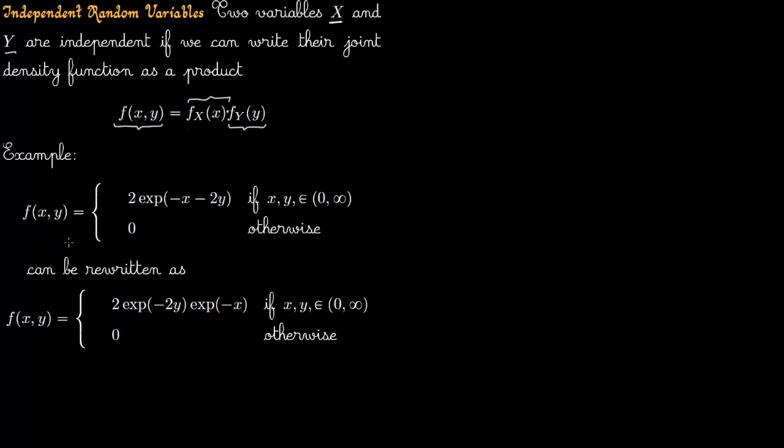We have seen this example before. The joint density function of random variables x and y is given as twice exponential of minus x minus 2y if x and y both lie in the interval from 0 to infinity, and it is 0 otherwise. So we can rewrite this as twice exponential of minus 2y, which is just the density function of the random variable y, times exponential of minus x, and this is nothing but the density function of the random variable x. So the joint density function is equal to the product of the individual density functions.